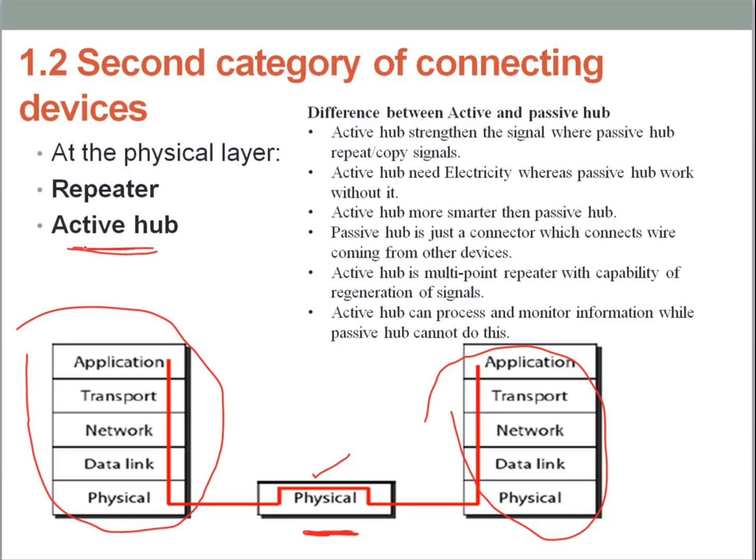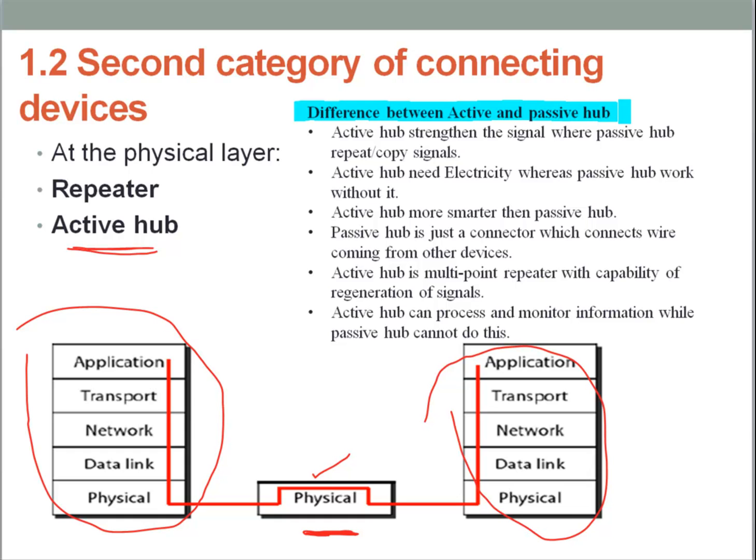Now, what is the difference between a passive hub and an active hub? You can see the differences are given here. A very simple difference. An active hub will strengthen the signal. If the strength of the signal goes down, it can recreate, or regenerate, the signal. Whereas the passive hub is not going to do that. It is simply going to split the bandwidth, whereas an active hub is going to regenerate the signals.